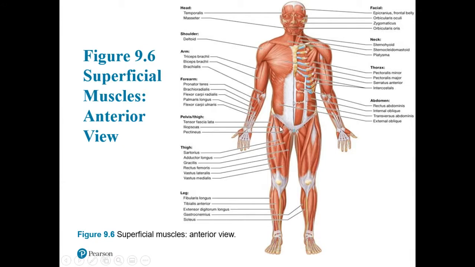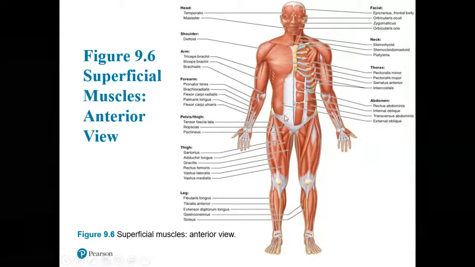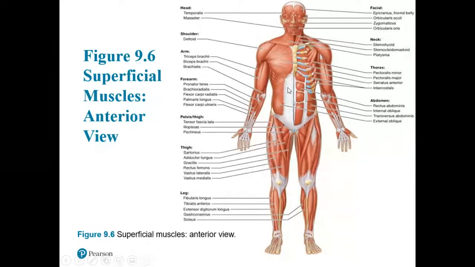Iliopsoas. So here's the iliopsoas. It's going to originate on the internal iliac crest, and then it's going to insert onto the proximal femur, to play a synergistic role in flexing your leg, but to the front, if you will. So not to the side, you flex it forward.